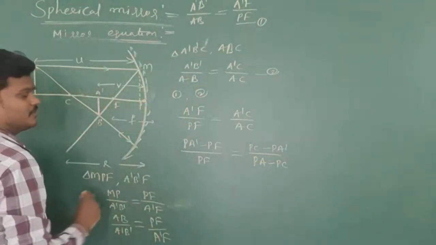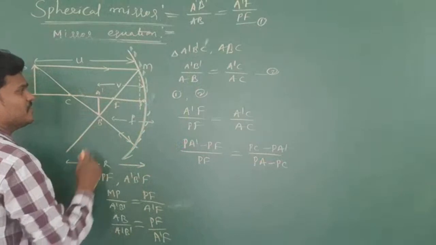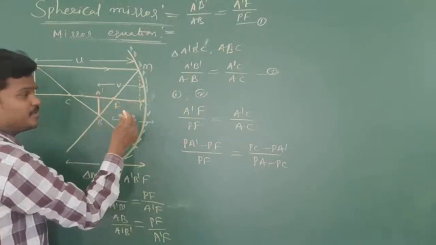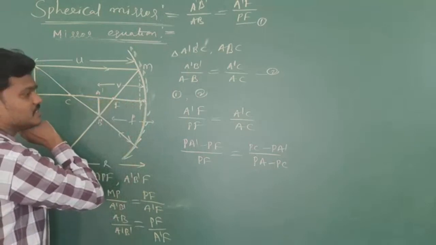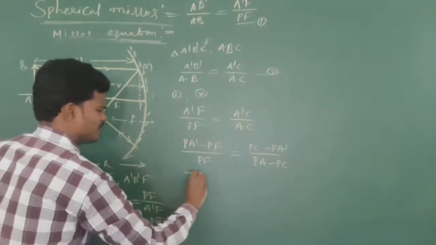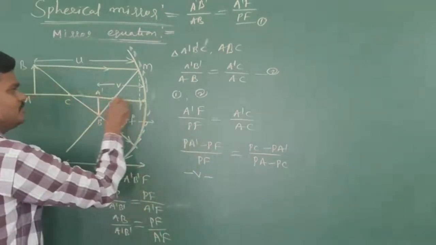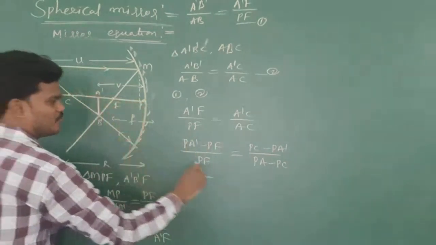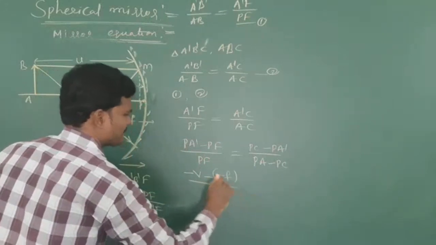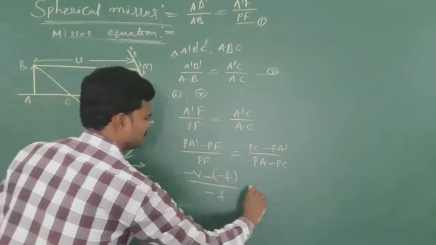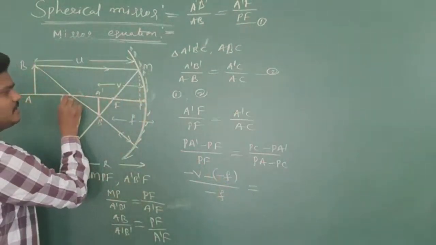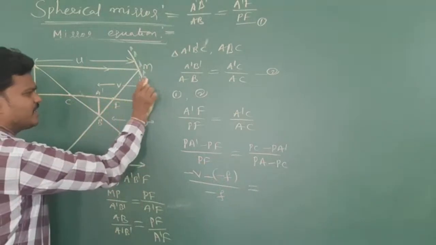Use the diagram carefully. PA dash, use the sign convention. PA dash is image distance, so since the image is inverted, it is minus V. PF is F, minus of minus F, because it is a concave mirror. PF is minus F. Use sign convention properly. PC, this actually is P, the entire thing is P.